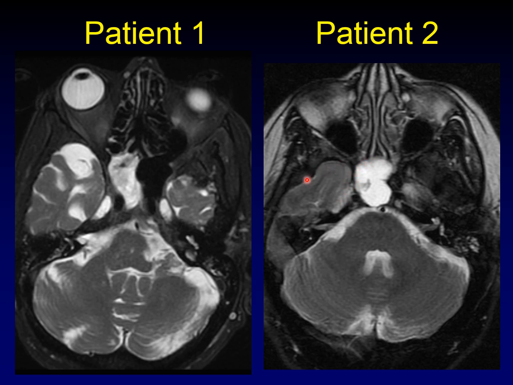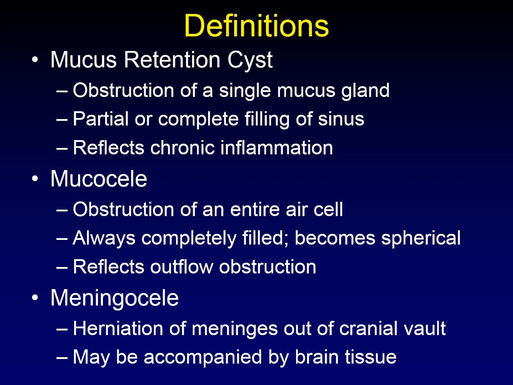Rather than any abnormalities in the underlying brain, that looks fine. What we're seeing here is a rounded configuration of the sphenoid sinus. In patient one, there's a nice geometric configuration to the sinus, but in patient two, we've started to round out. It's become more spherical than it deserves to be. That is a finding of a mucocele. Let's pause for a second and make sure that everyone understands a few definitions.